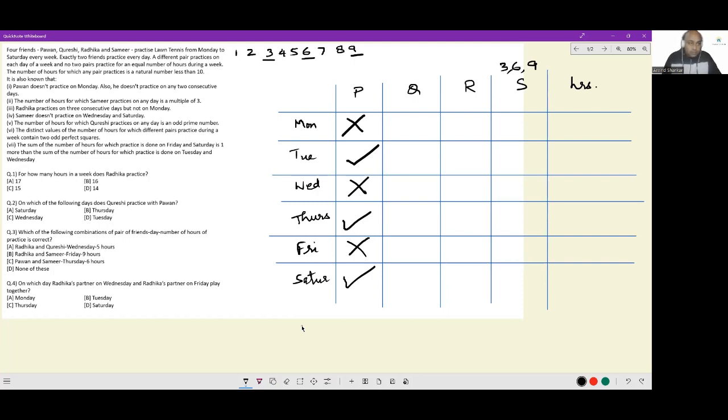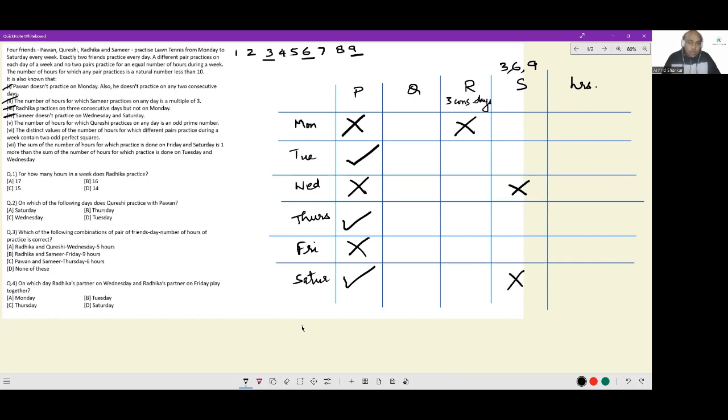Next is Radhika practices on 3 consecutive days, but not on Monday. So the 3 consecutive days could be Tuesday, Wednesday, Thursday, or Wednesday, Thursday, Friday, or Thursday, Friday, Saturday. As of now, we don't know. We just know 3 consecutive days. Samir doesn't practice on Wednesday and Saturday. He does not practice on Wednesday. He does not practice on Saturday.